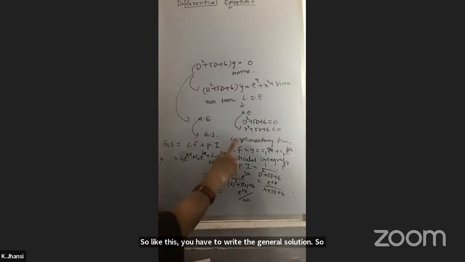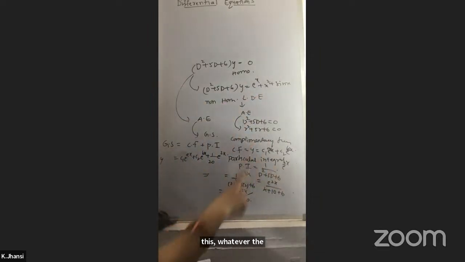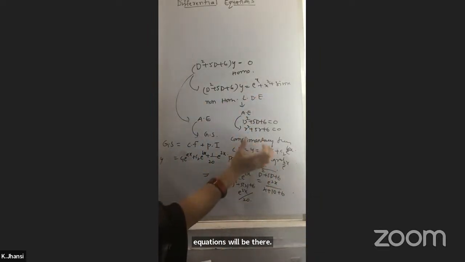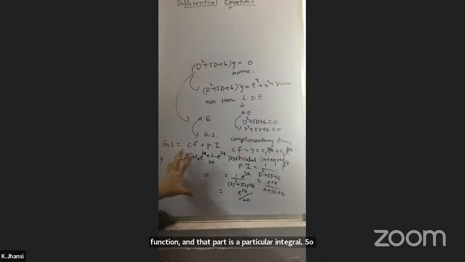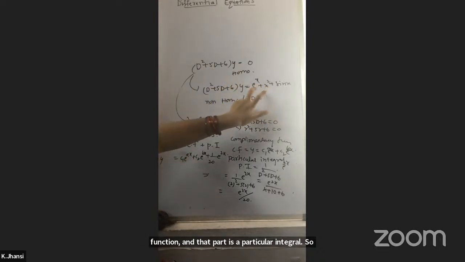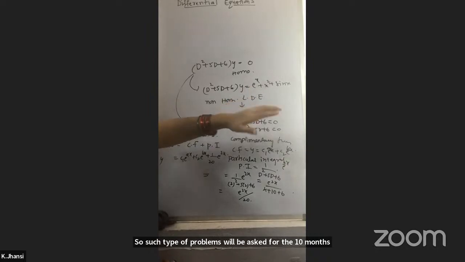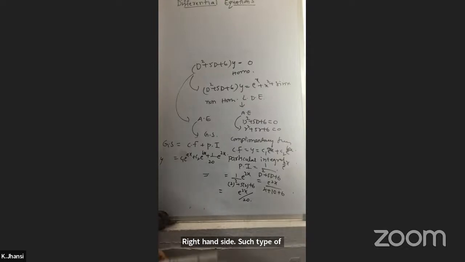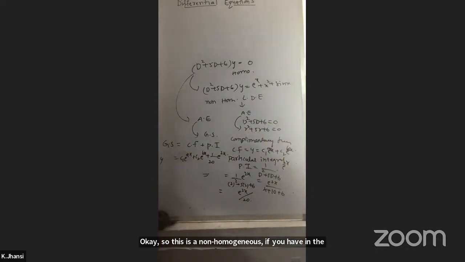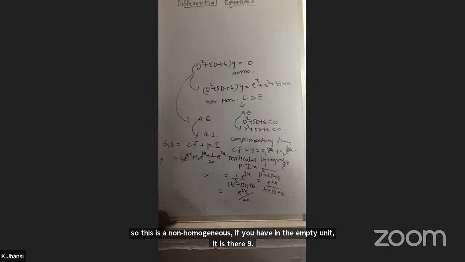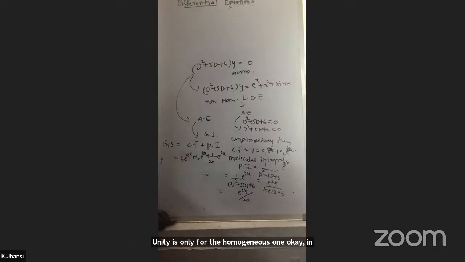So for whatever non-homogeneous linear differential equations there will be, you are finding two parts. One part is the complementary function, another part is the particular integral. Such types of problems will be asked for the 10 marks question. In a simple one, if only one term is there on the right hand side, they may even ask it for the 5 marks question. This non-homogeneous topic is in the 10th unit. The 9th unit is only for the homogeneous one. In homogeneous, you have many example problems. Even from the homogeneous one, you will get 2 objective type questions also.